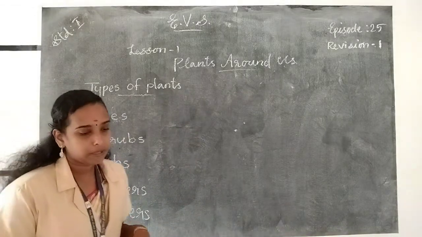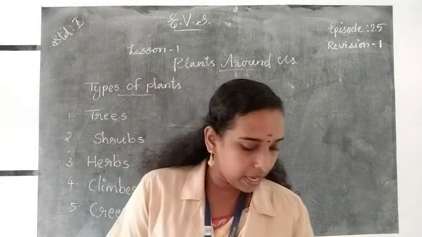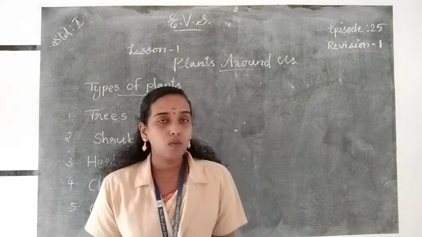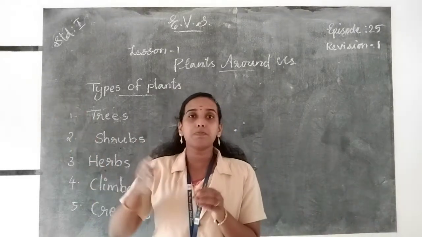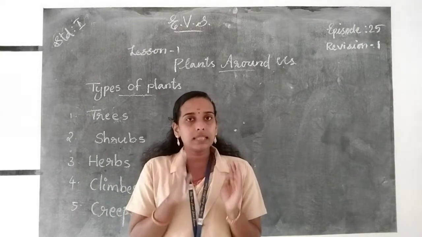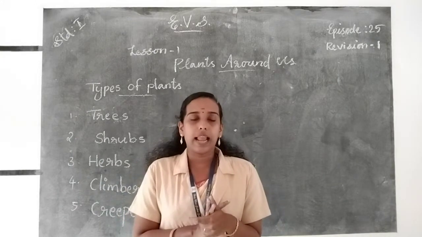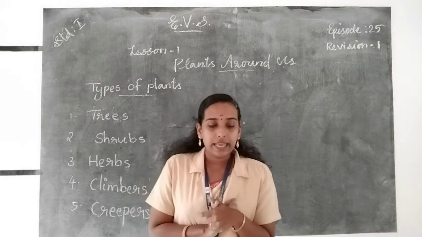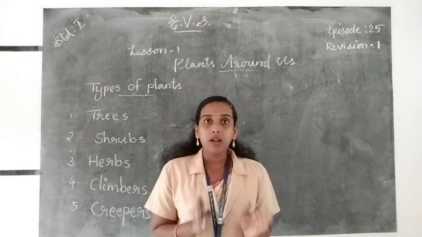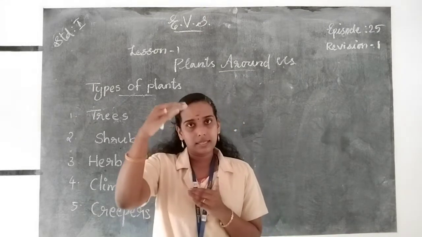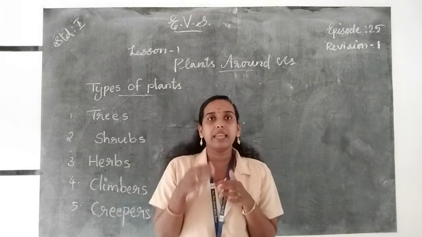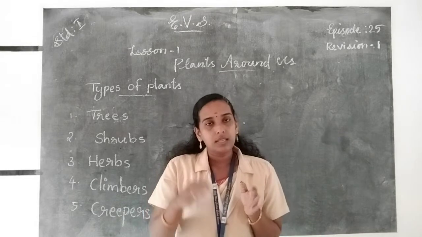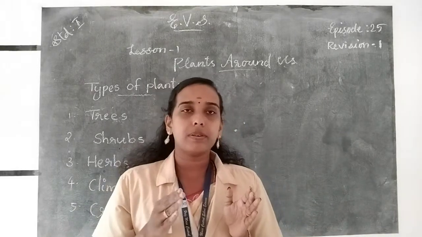Then climbers. Climbers are plants that have very long but weak stems. Such types of plants are called climbers. They cannot stand on their own. They need support to stand straight. For example, pea plant and money plant need support to stand straight. So they are called climbers.